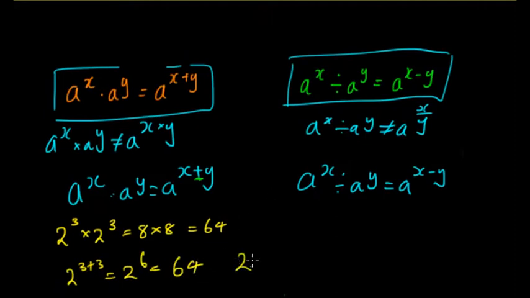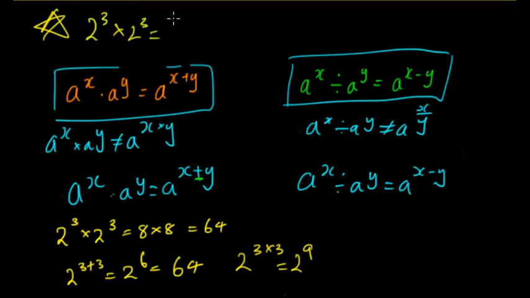But if you put 2 to the 3 times 3, this will give you 2 to the 9. When you're multiplying these together and expanding this out, 2 to the 3 times 2 to the 3 is equal to 2 times 2 times 2 times 2 times 2 times 2. So you can see that the number of 2's is equal to 6 rather than 9. That's why you have to add the indices together rather than multiply them.